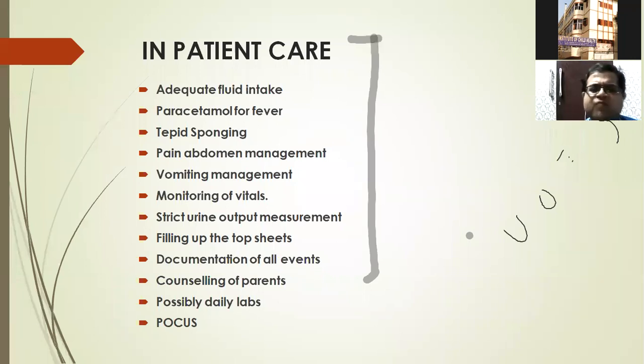You have to manage the vomiting. Try to manage the vomiting with oral medications like oral ondansetron, mouth dissolving tablets or syrup. Try to avoid giving IV ondansetron in the pediatric ward setting, because if you give it rapid, it causes arrhythmia. You definitely have to monitor the vitals. Strict urine output measurement. Ask the mother to measure the urine output in the urine output measurement pot. Filling up the charts, documentation of all events, counseling of the parents.